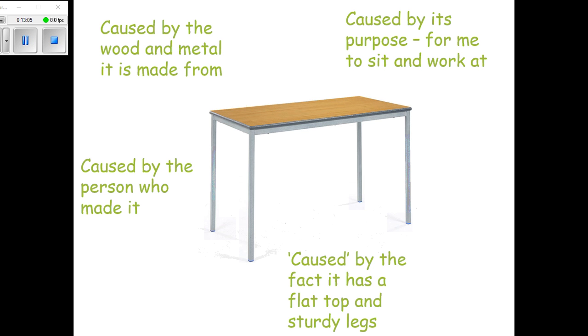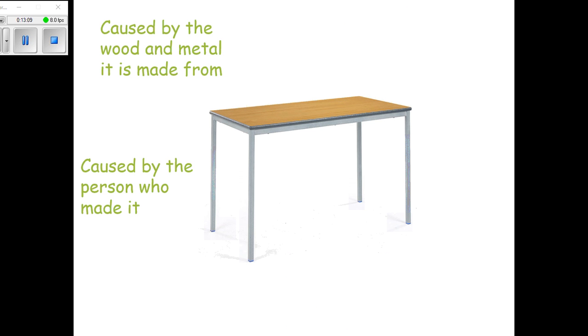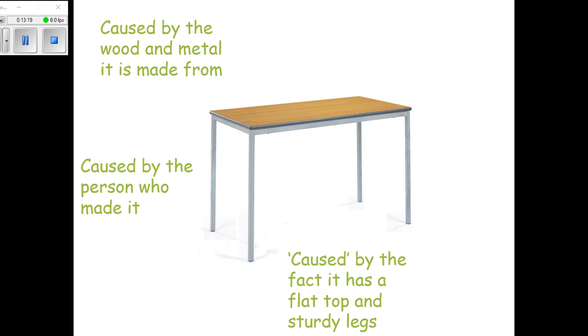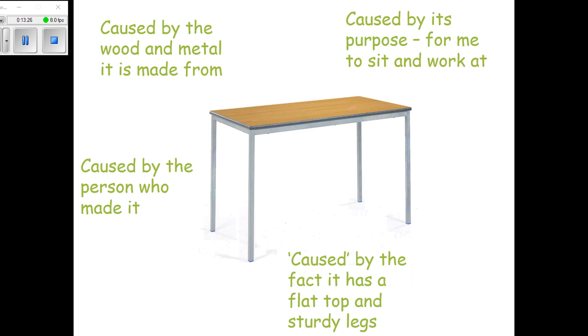Now, all four of these causes are important. Without any one of them, you wouldn't have a table. So if you didn't have wood and metal, there wouldn't be a table. If you didn't have the person turning the wood and the metal into a table, there wouldn't be a table. If you didn't have the plan, then it wouldn't be a table. And most importantly, if you didn't have the desire or the need to sit and work somewhere, there wouldn't be a table.